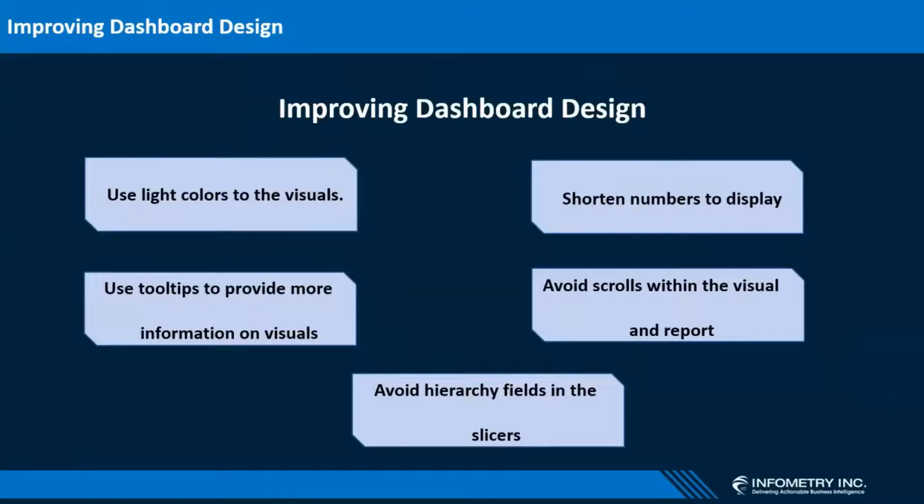Second point is shorten numbers to display. When displaying numbers in card visuals, try to shorten the numbers by using millions or thousands, and be consistent across the decimal points. For example, if you have a number like 2,923,657, try to show it like 2.9 million.